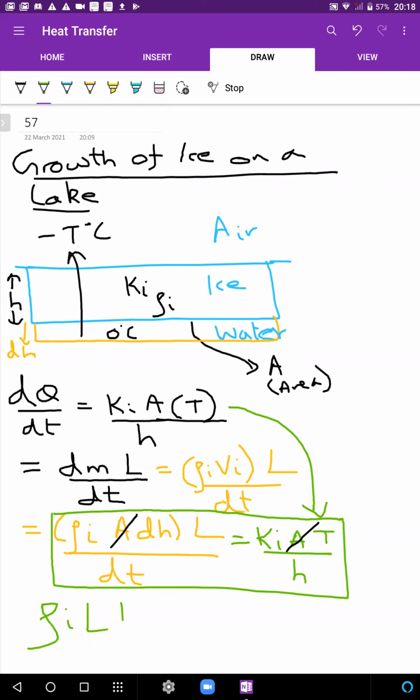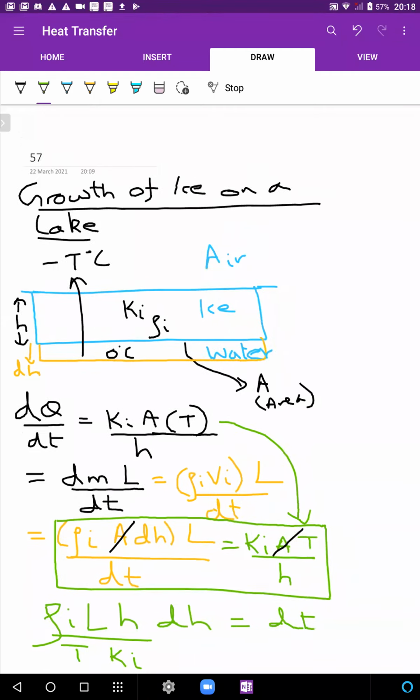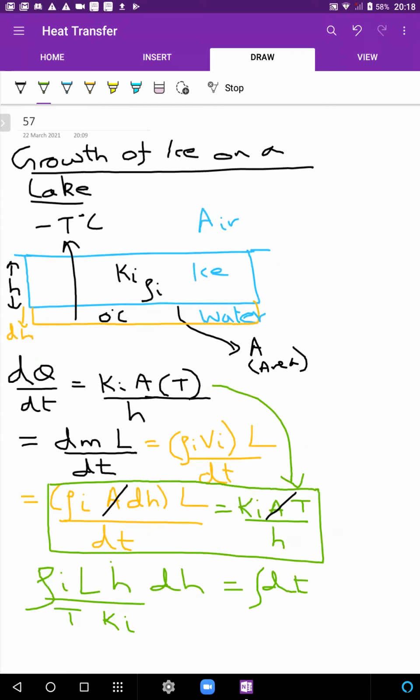So rho_i L h, or chahiye to T is also constant. Nobody is saying atmospheric temperature is changing. We're assuming atmospheric temperature is fixed. Okay, so then the only things that need integration is h versus dh, and dt, and integrate both sides. You can say when time was 0, the layer just started being formed, and when final time is, or in fact, थोड़ा और general equation लिखते हैं.